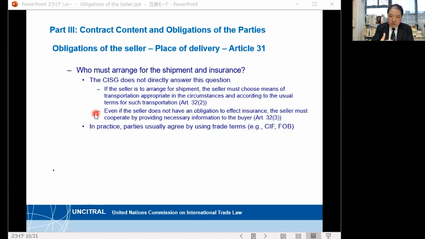Also, if I can go back a little bit and talk about the place of delivery, that is also an issue that is covered by Incoterms trade terms. And by explicitly agreeing in the contract to those trade terms, the parties can clearly define the place and the modality of the delivery as well. Or they can change the default rules under the CISG.